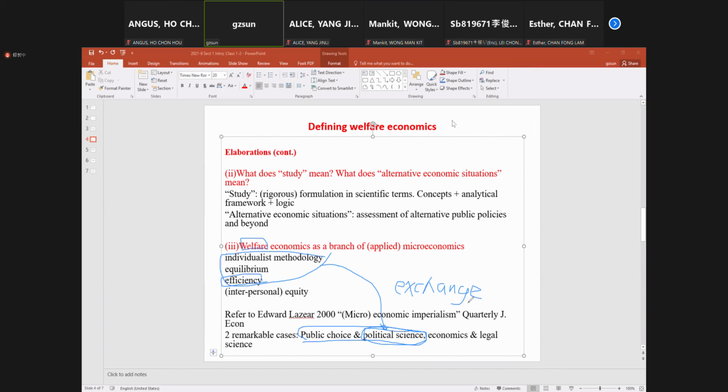And also, if we are not happy, we can terminate the deal. Either vote him out 4 years later, or if we are really angry about the quality of the service, we can terminate the contract before the president finishes the 4-year term. We can go to the Congress, and then the people will make a decision to get the bad president out. So this is kind of exchange.